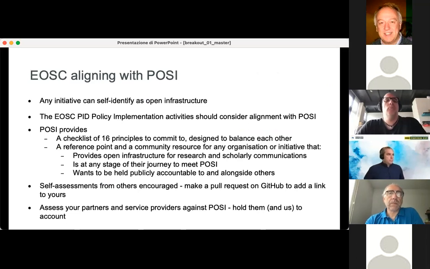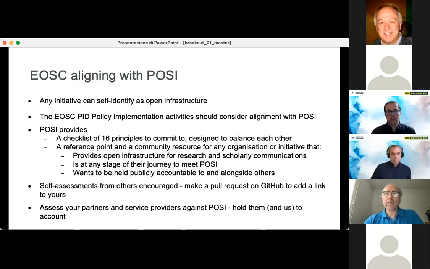Really looking at how this comes into EOSC, any initiative within EOSC could self-identify as open infrastructure. We feel that the PID policy implementation activities should really consider alignment with the principles. It provides a very clear, simple checklist of 16 principles that organizations can commit to and are designed to balance each other, and provides a reference point for the community.